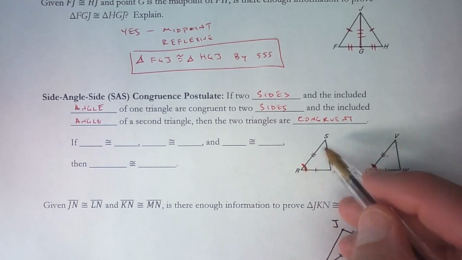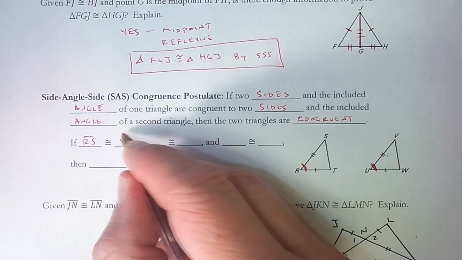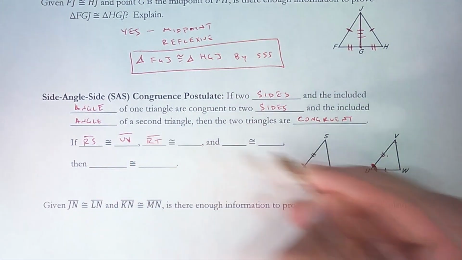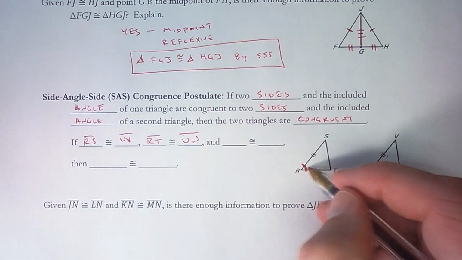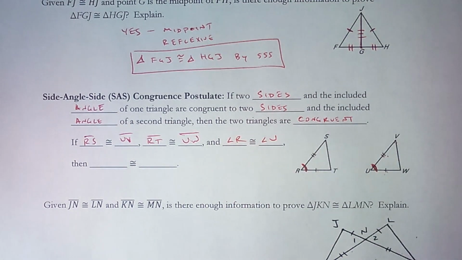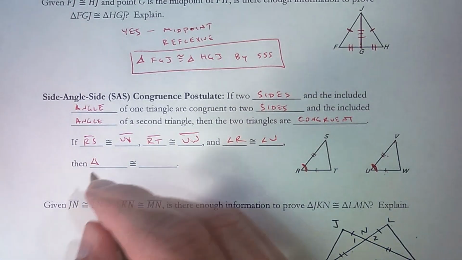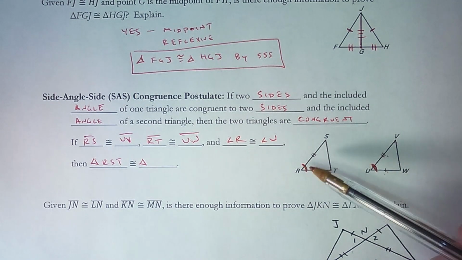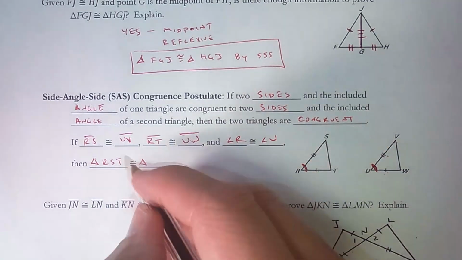So if segment RS is congruent to segment UV, segment RT is congruent to segment UW, and the included angles, angle R is congruent to angle U, then I can say triangle RST is congruent to triangle, now let's get corresponding order, RST, UVW.